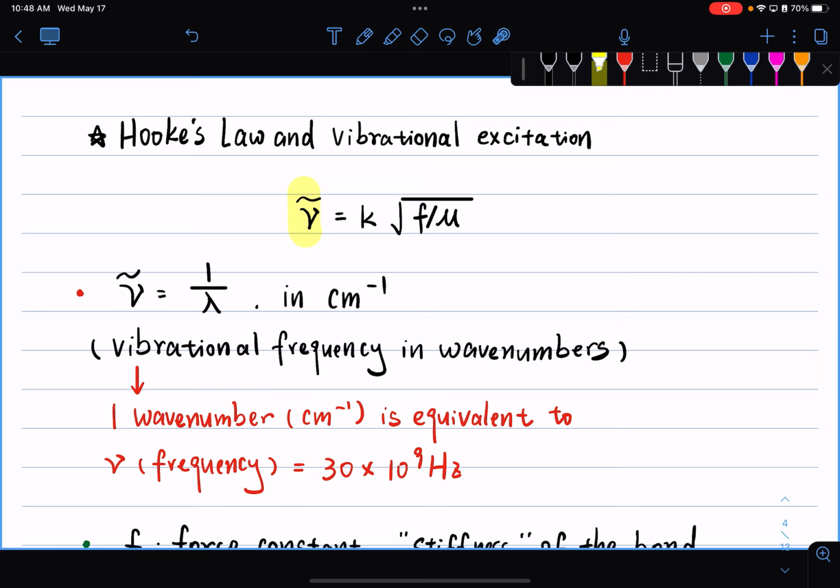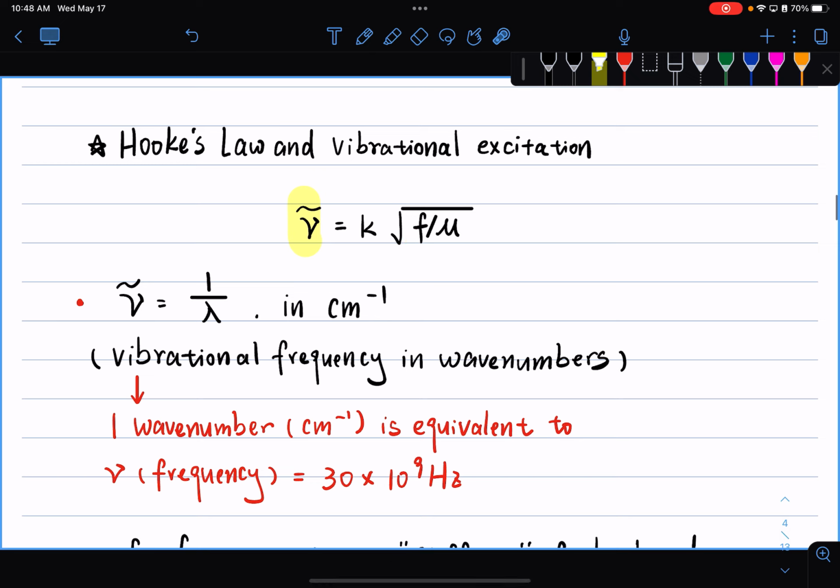In this equation, K is a constant, F is the force constant, or the stiffness of your chemical bond, or how easy or hard it is to compress that spring. Mu here is the reduced mass, and we'll talk more about what each term means and how they apply to chemistry in our next lecture. So in short, infrared spectroscopy, we use it to identify functional groups, and we'll see how to apply that in our next lecture. All right, thank you for your attention.